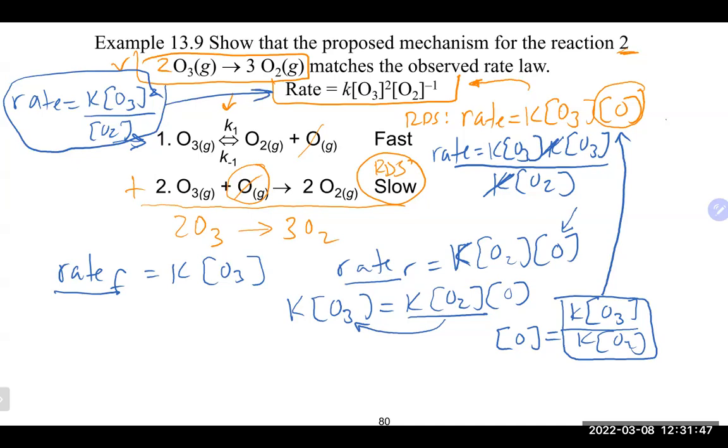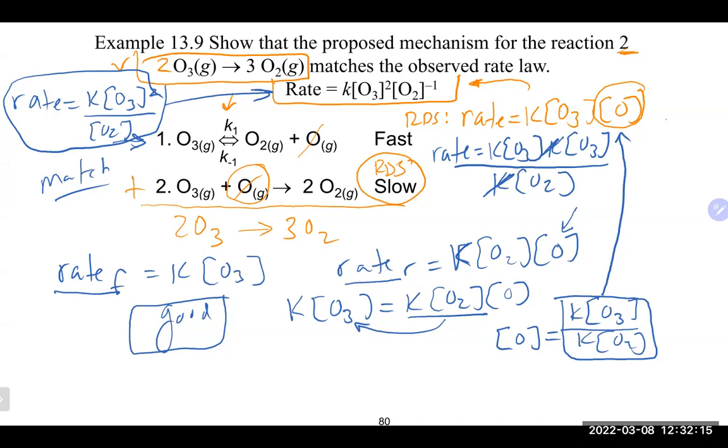Do they match? The answer is yes, they do match because that is O2 to the -1, which means 1 over O2, right? Which puts it on the denominator. So they actually do match in this case. And that means that this is, for all intents and purposes, a plausibly good mechanism, a possibility as to how this reaction takes place. Any questions on any of those steps?